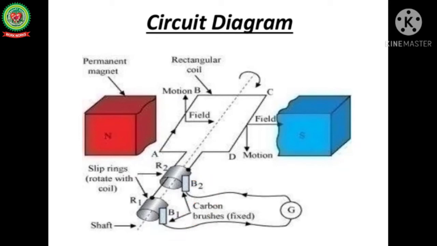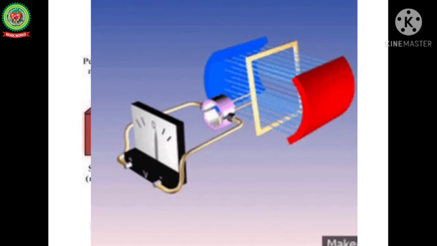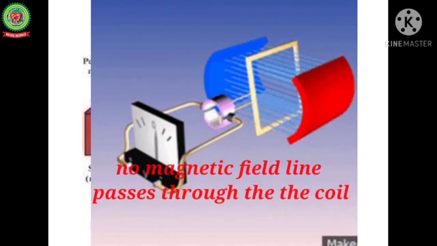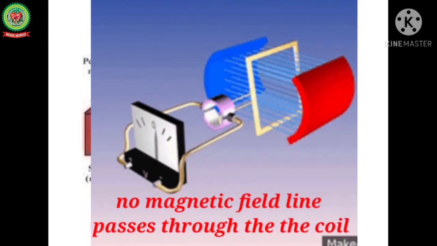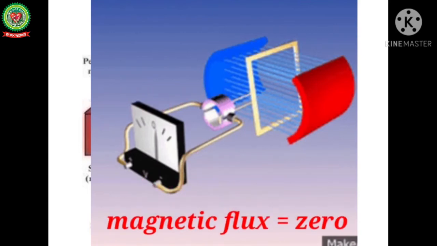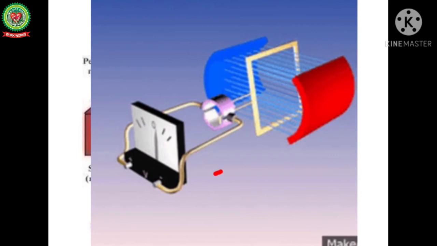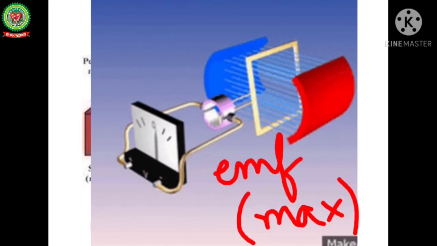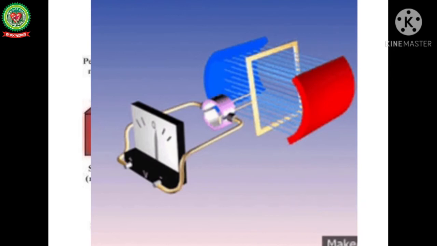Now, when the coil gets rotated by 90 degrees, that is, the plane of the coil becomes parallel to the magnetic field, no magnetic field line passes through the coil. So, the magnetic flux linked with the coil becomes zero. And at this point, the EMF induced in the coil is maximum, because the rate of change of magnetic flux is maximum at this instant.